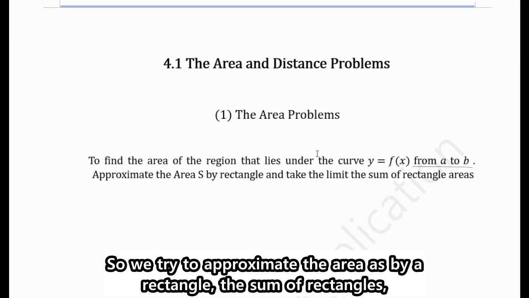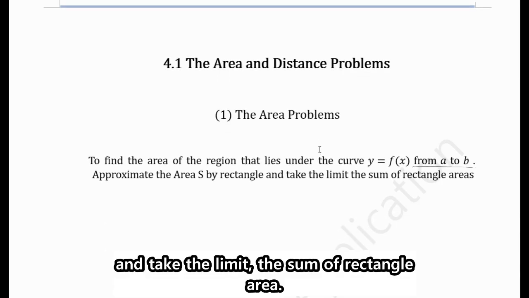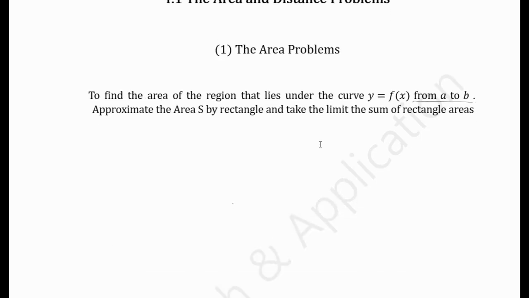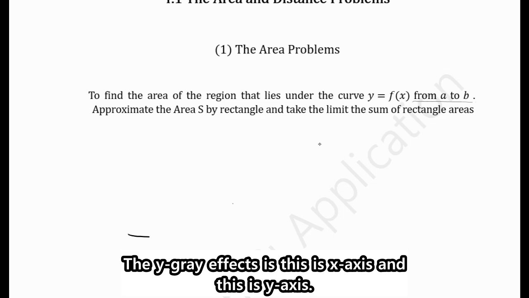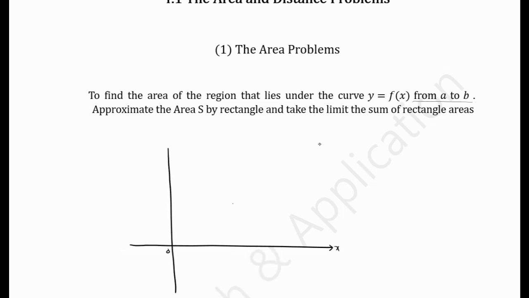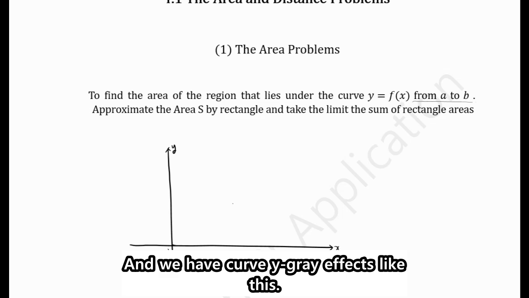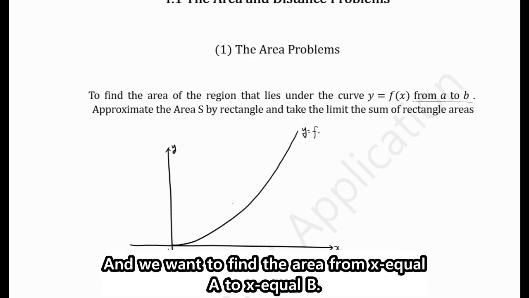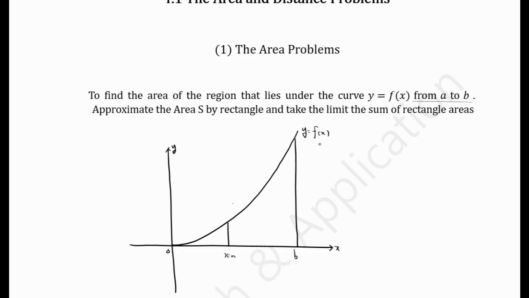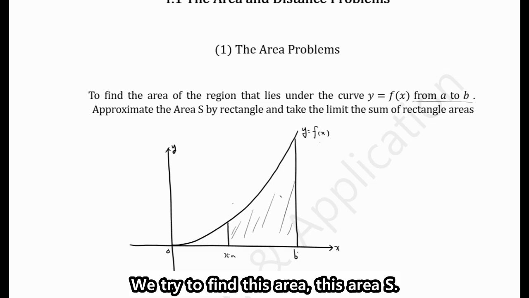We try to approximate the area by the sum of rectangles and take the limit of the sum of the rectangle areas. We consider the curve y equals f(x). This is the x-axis and this is the y-axis, and we have the curve y equals f(x) like this. We want to find the area S from x equals a to x equals b.